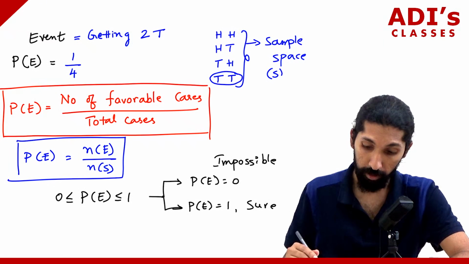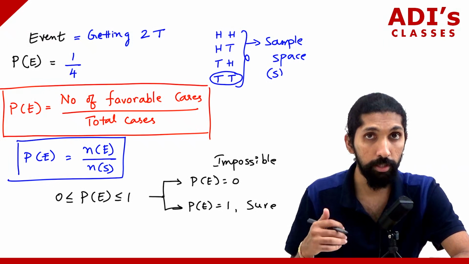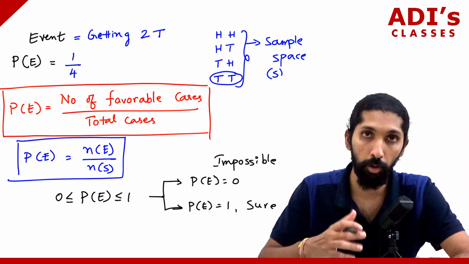Now, since we have this, let's look into other observations and certain things you need to know about the probability of an event.